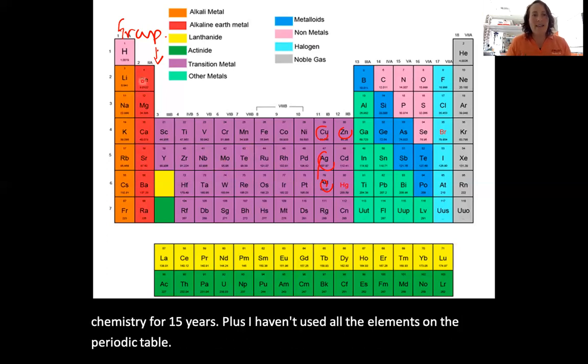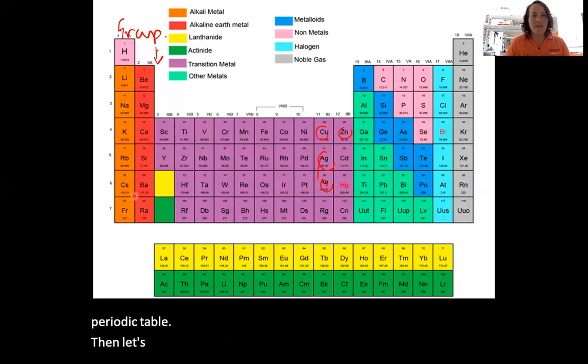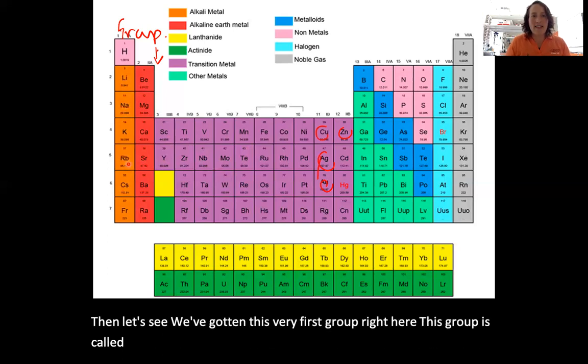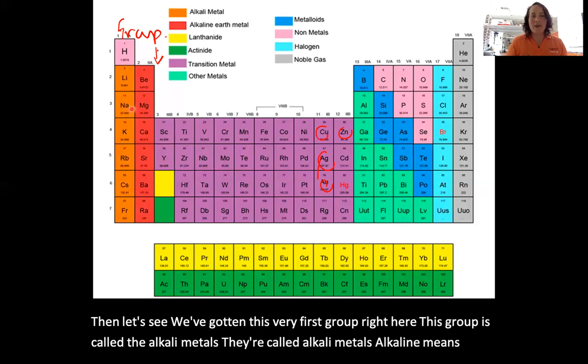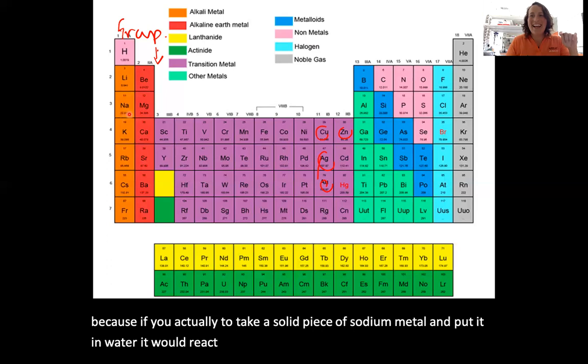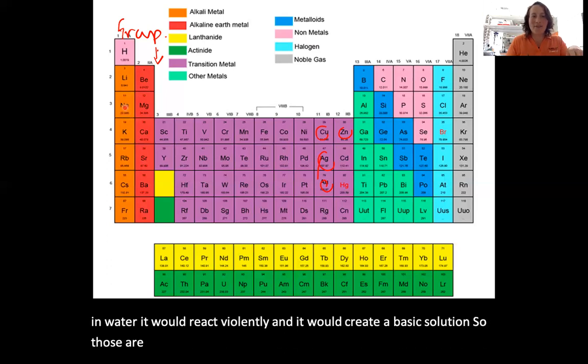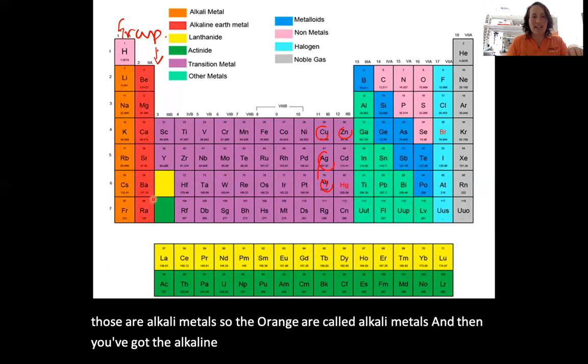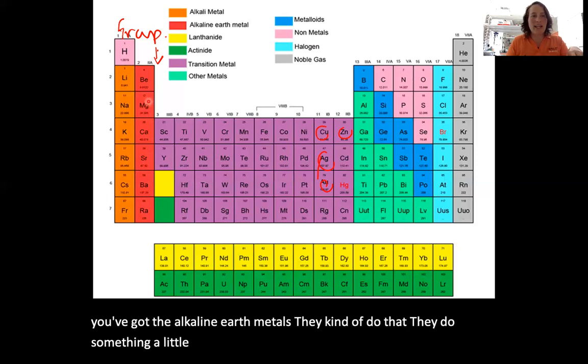Then we've got in this very first group right here, the alkali metals. Alkali means basic because if you were to take a solid piece of sodium metal and put it in water, it would react violently and create a basic solution. So the orange are called alkali metals. And then you've got the alkaline earth metals. They do something a little bit similar, but it's not as dramatic.